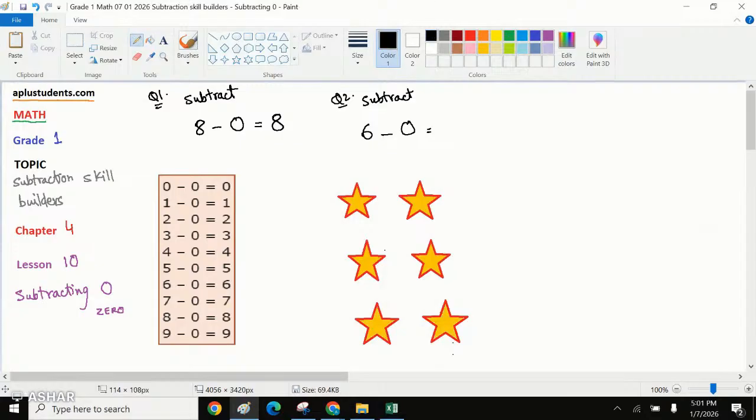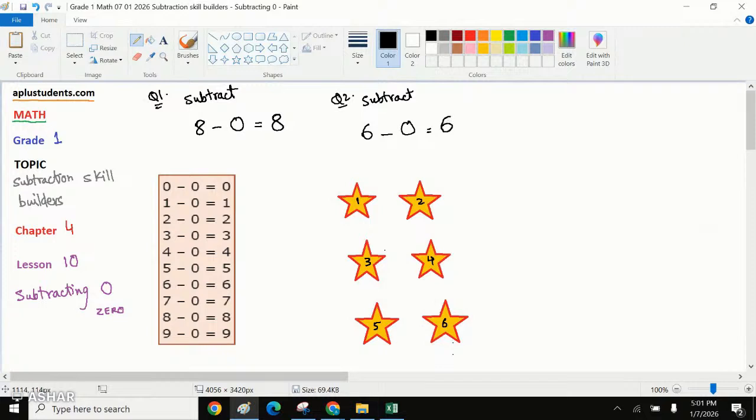We are keeping all the stars to ourselves. How many stars would you have? If we do not give away anything, we have 1, 2, 3, 4, 5, and 6. So if we do not give anything away, the number is always the same. 6 minus 0 would always be equal to 6.